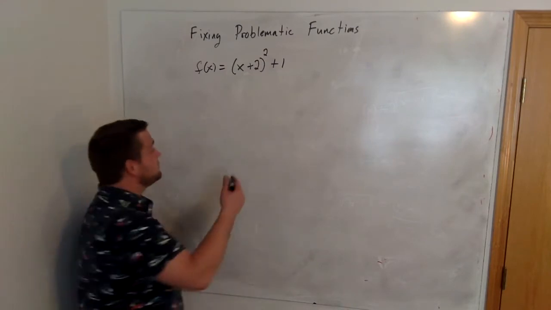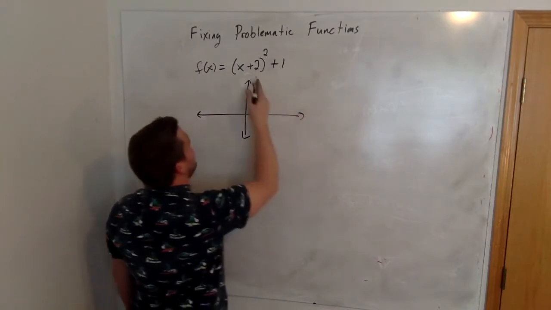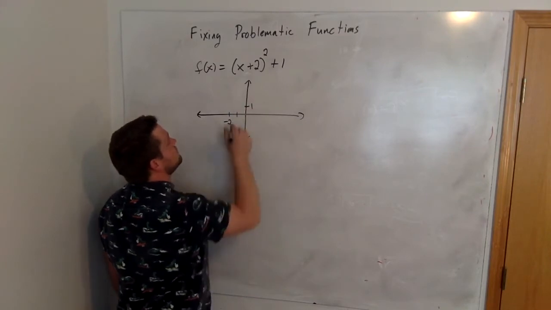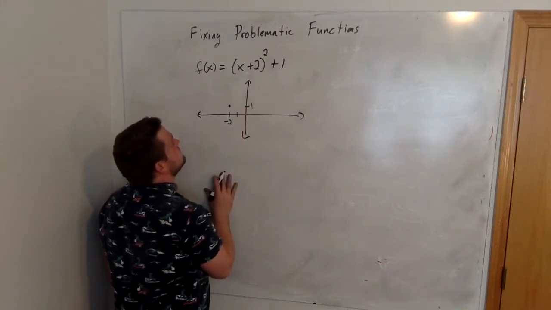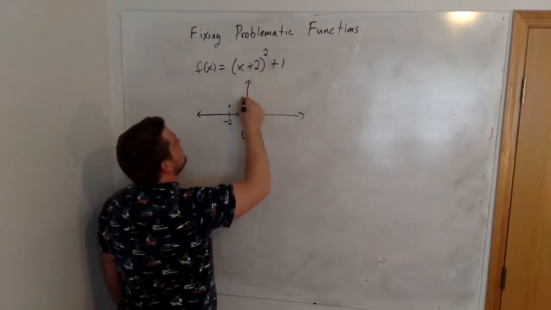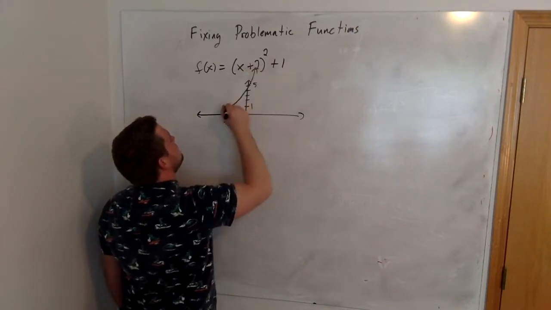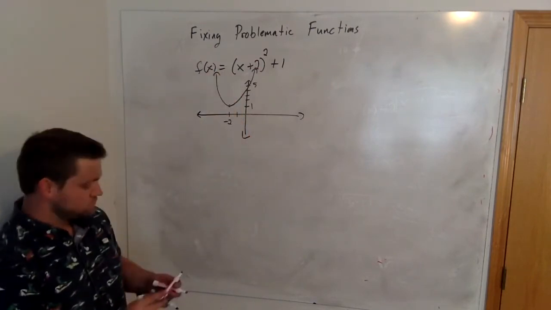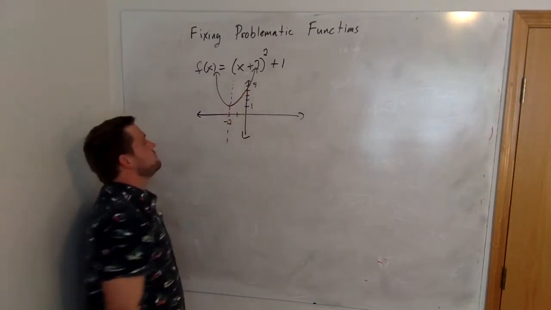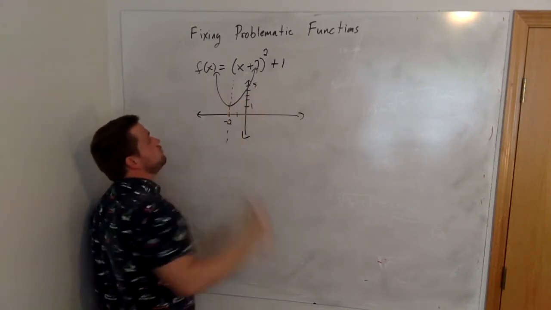Okay, let's do it. Let's first graph this function. So this is a parabola. It's shifted to the left 2 units, so -2, and up 1 unit. So this is where its vertex will be. And let's see, what's its y-intercept? If we plug in 0, we'll get 2 squared, which is 4, plus 1, we'll get 5. So here's 5. So the graph is going to look like this. Let's go ahead and make a cut on this parabola down the vertex. So now the right-hand piece will be a one-to-one function and the left-hand piece will be a one-to-one function.